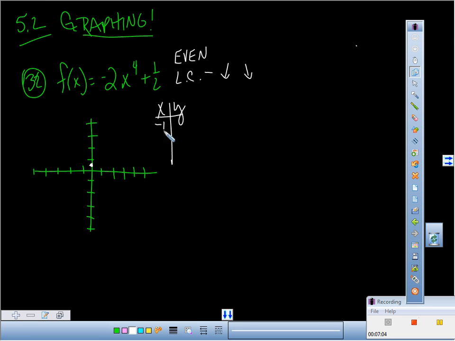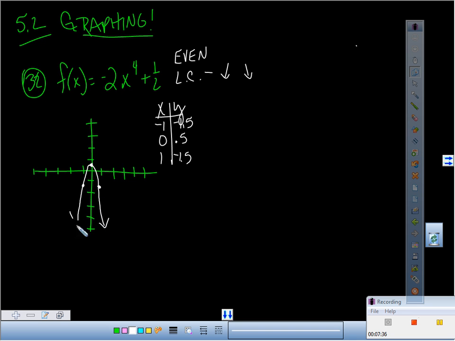At negative 1, it's negative 1.5. At 0, it's 1/2, or 0.5. And at 1, it's negative 1.5. Then I'm going to plot those points, because my T-chart should support what? My picture, my graph. So there's my 0, 1/2. Here's my negative 1, negative 1.5. My positive 1, negative 1.5. And there's my answer.